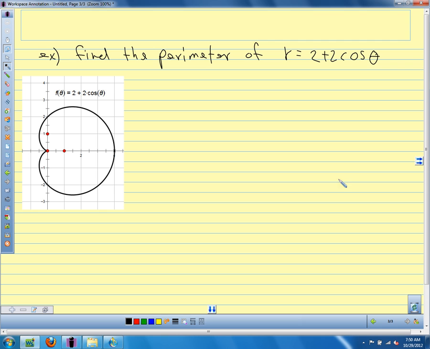So if we look at this equation, when θ equals 0, our radius is 3, so we start out here. When θ equals π/2, our radius is 2, so we're going around here. And when θ equals π, our radius is 0, so we end up here. So our curve is only traced once on the interval 0 to 2π. From π to 2π, we're going to trace the bottom half.